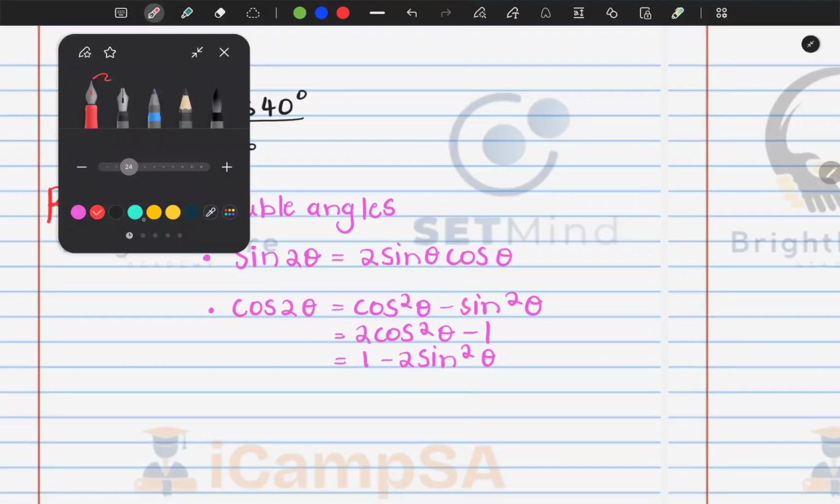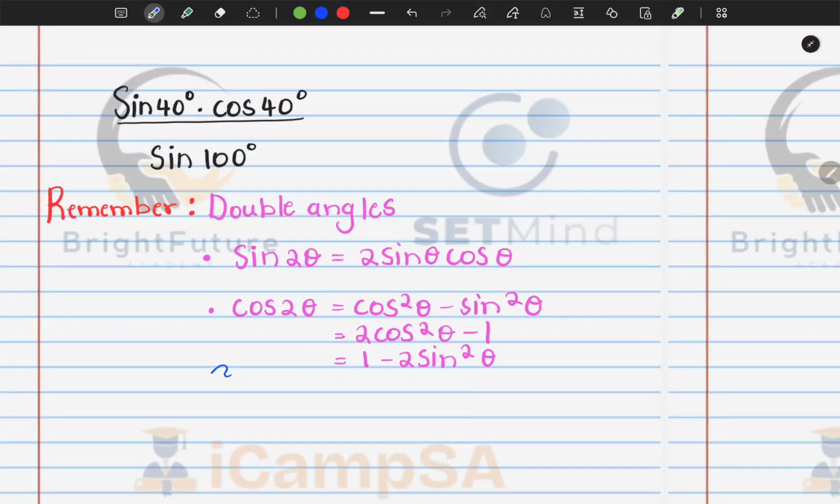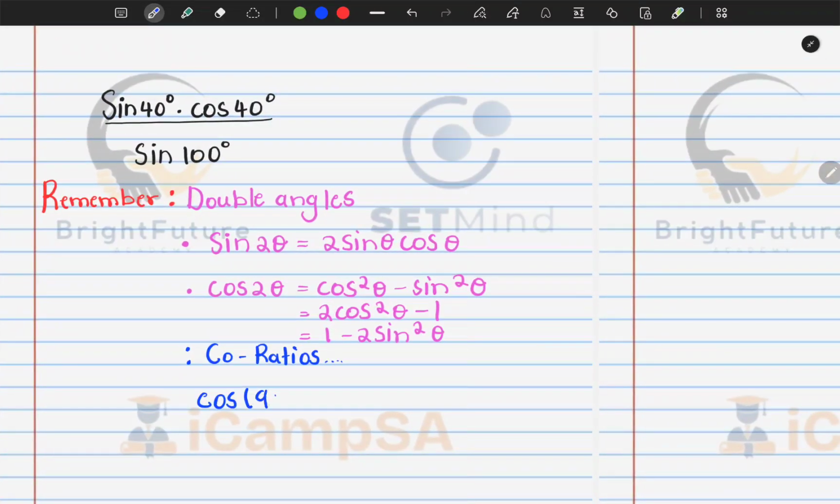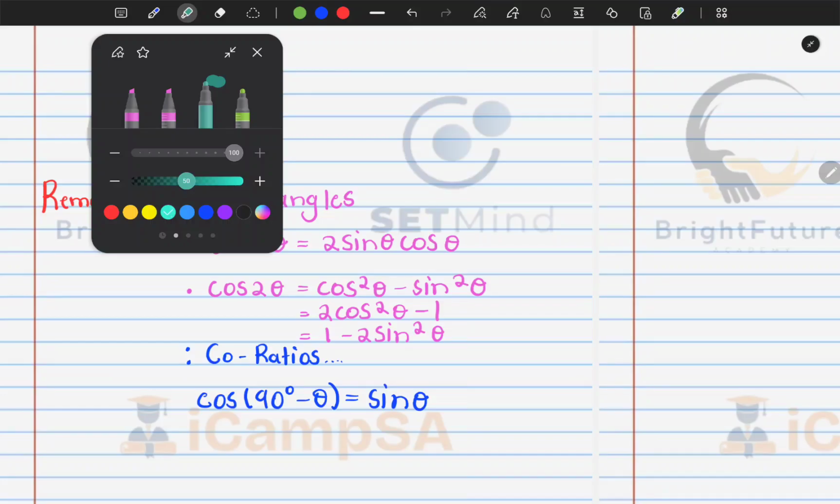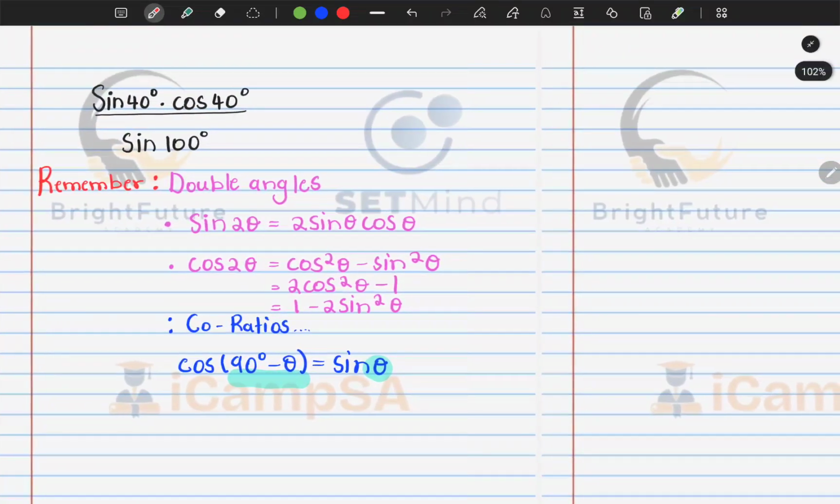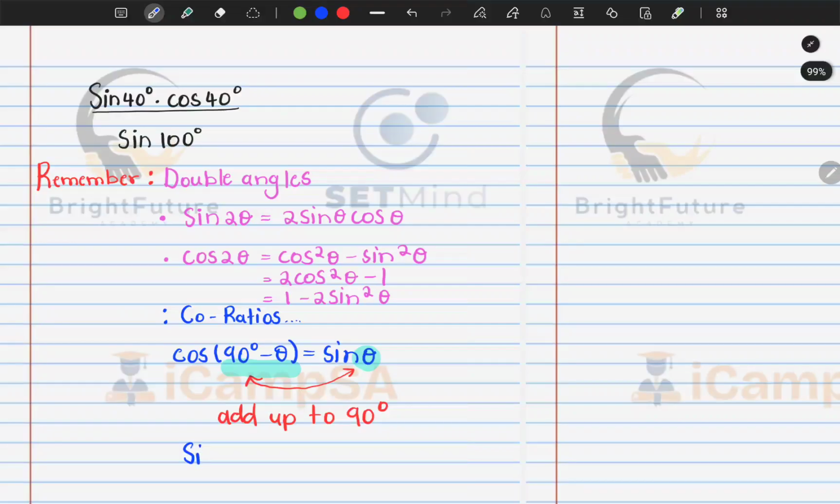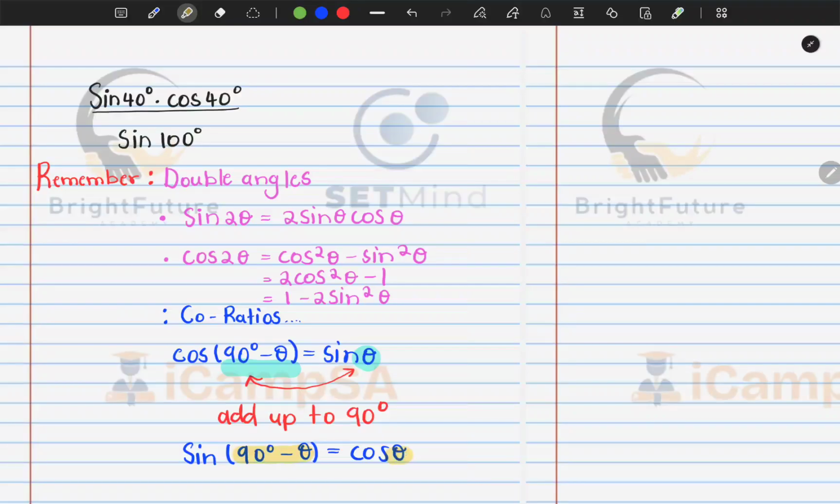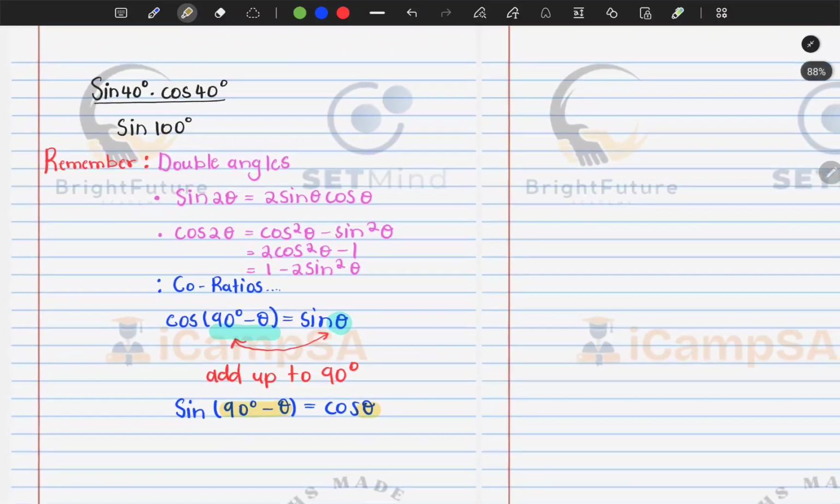Then I want to remind you, as part of this quick revision, of what we call co-ratios. With co-ratios, if you have cos of 90 degrees minus theta, this will always be equal to sine of theta. So as long as the two angles add up to 90 degrees, what we have is a co-ratio. We can do exactly the same with sine: sine of 90 degrees minus theta will just change to cos of theta. As long as these two angles add up to 90 degrees, these will always be equal.